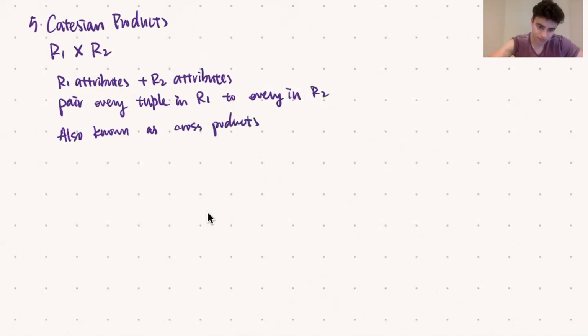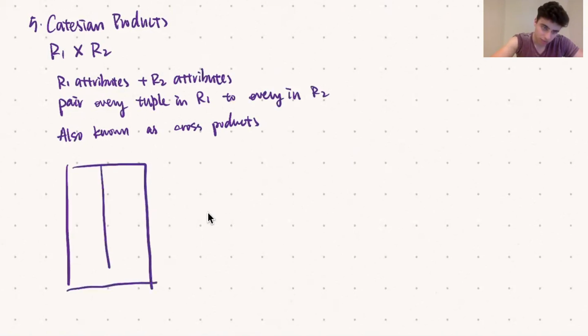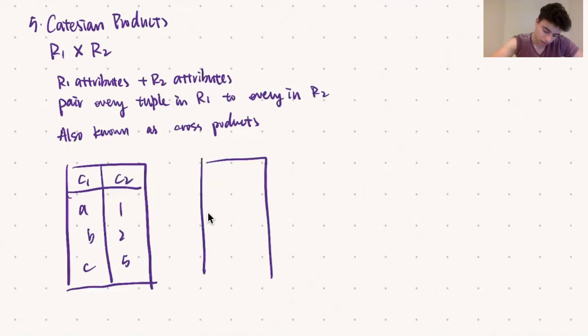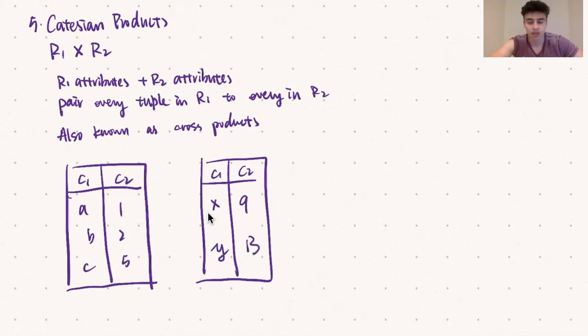So we'll use T1 from above, once again, since we already have it, we're familiar with it. It contains A1, B2, and C5. Of course, its attributes are C1 and C2, because we need to be union compatible, so we're going to keep the same attributes. And T2 is going to be the same as above as well. It's going to contain X9 and Y13 with attributes C1, C2. So these are our two relations, and let's take the cross join of these.